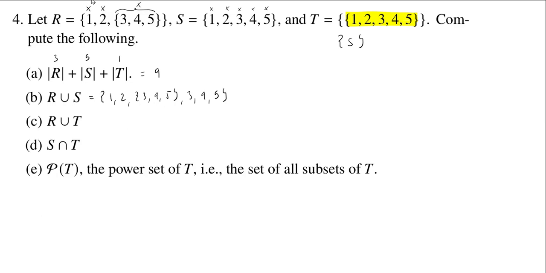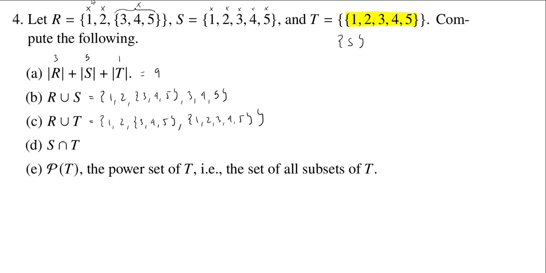Okay, what about R union T? Well, we get everything in R. We could just copy that again. 1, 2, the set containing 3, 4, 5. And then we get everything from T, but there's just one thing, right? The set S, or if we write it out in full, the set containing 1, 2, 3, 4, and 5.